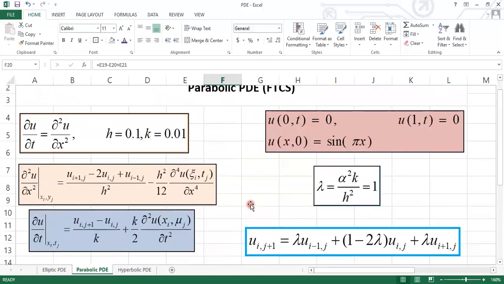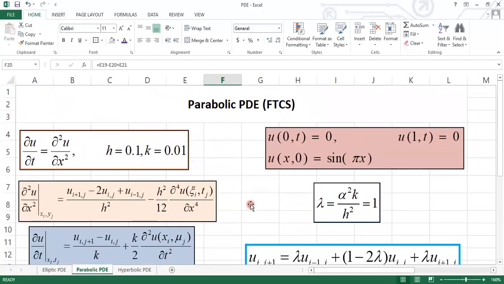And also in the Crank-Nicolson method, you have to go for that strategy too. So this completes our tutorial on the parabolic PDE with the method forward time, center space.